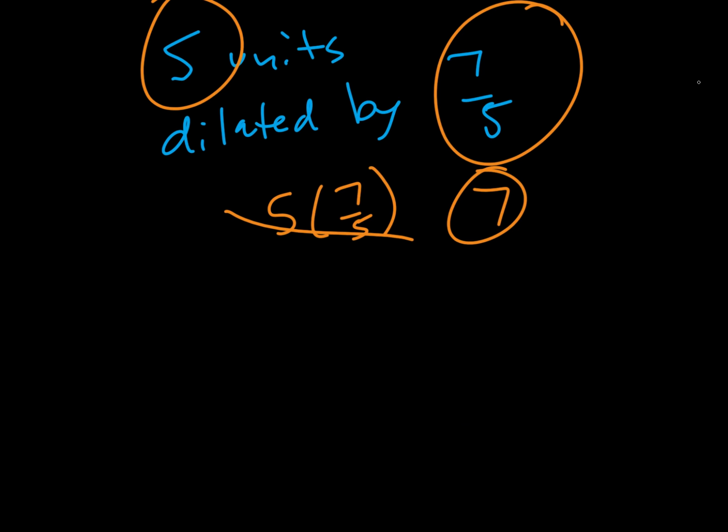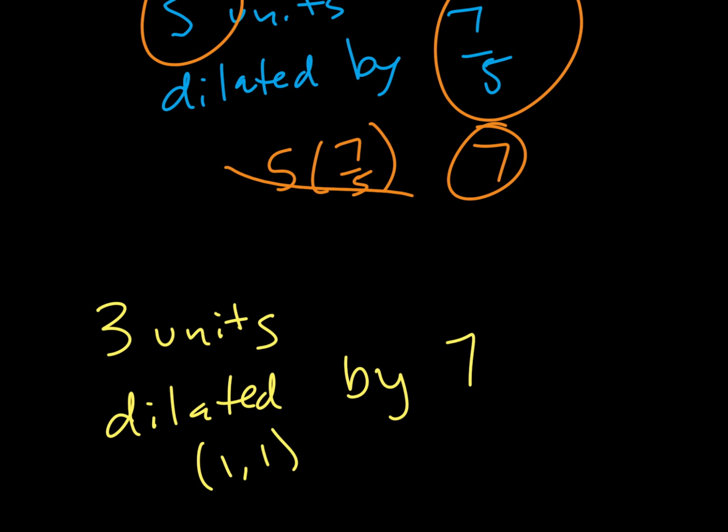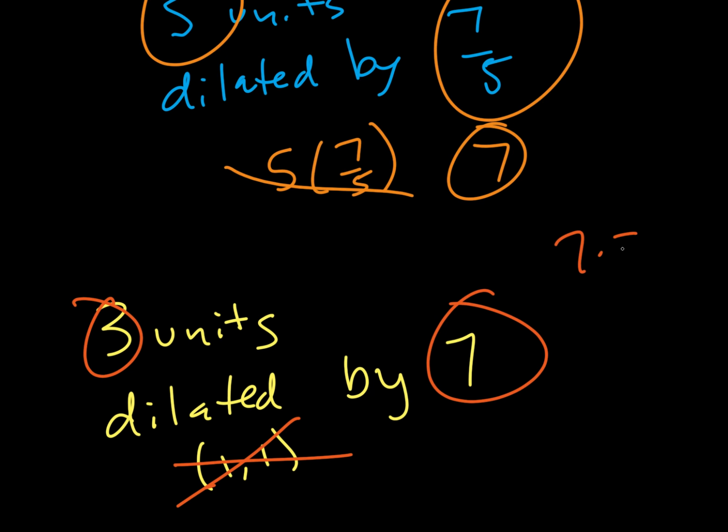Now, they'll try to trick you on some of them. So they might say a 3-unit segment is dilated by 7 and has a center of dilation at (1,1). So you don't really care about this information. You just take this and multiply. 7 times 3 is 21, and so the length of the new segment would be 21 units.